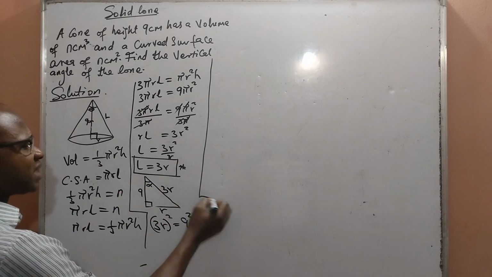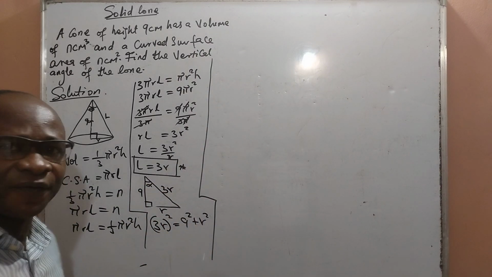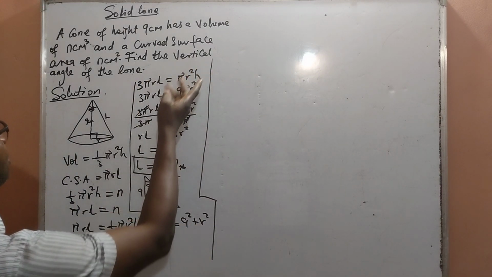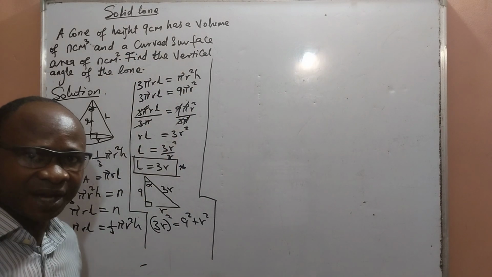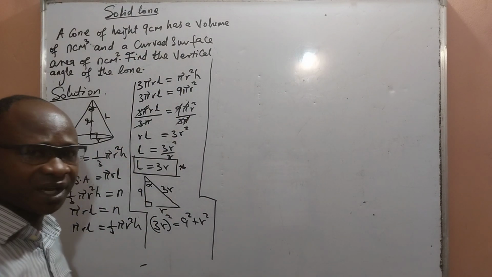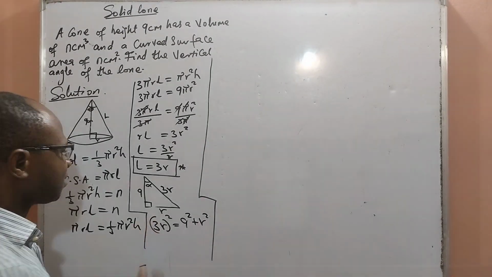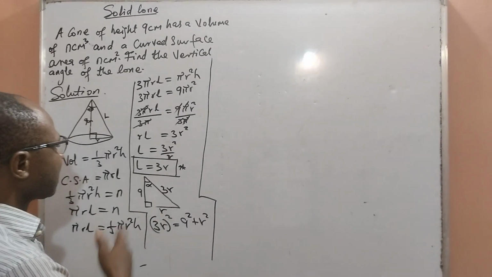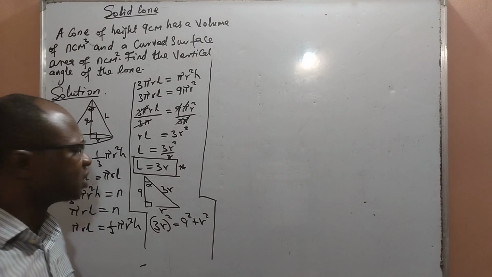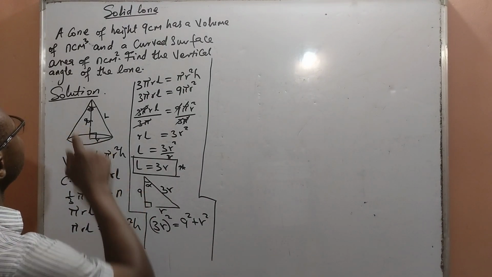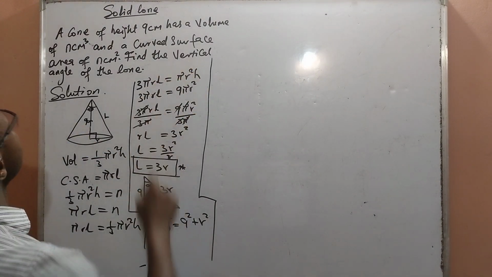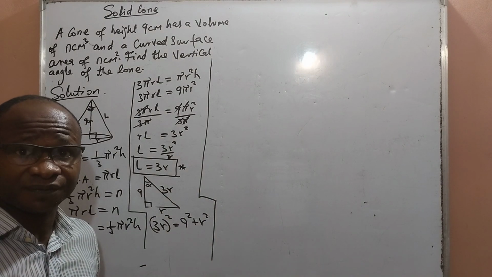What I want to get now is the value of r, because in the question I am only given the height. I do not know the slant edge, and I also do not know the radius of the cone. So if I can get the radius of the cone, then I can use any of the trig ratios to find the value of the angle, which is what I am asked to find: the vertical angle of the cone.